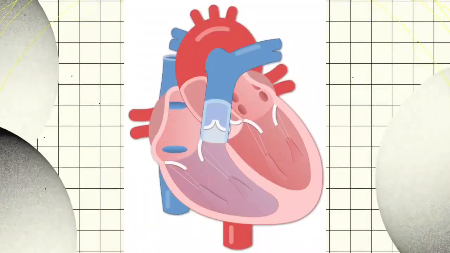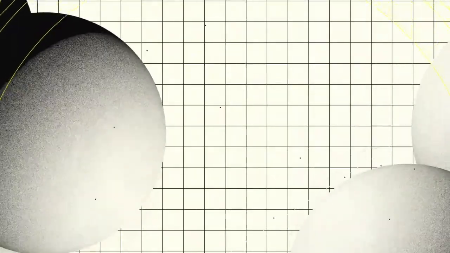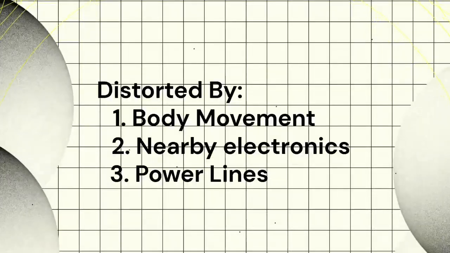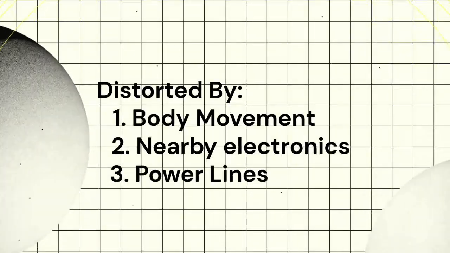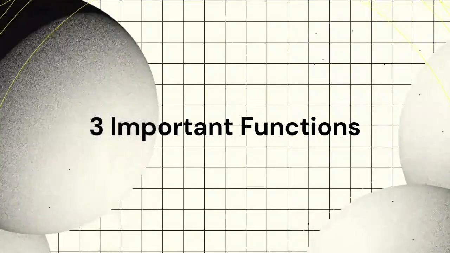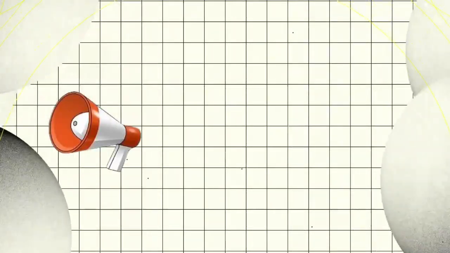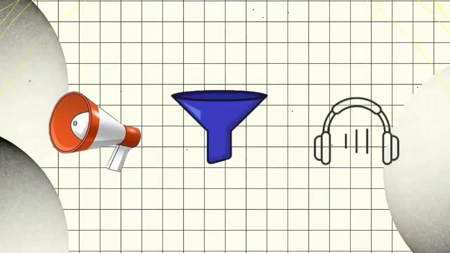Our project focuses on detecting and amplifying tiny electrical signals generated by the human heart. The only problem is that these ECG signals are extremely weak, usually in the millivolt range. That means the signal is so small that even minor noise from body movement, nearby electronics, or power lines can distort it. So, our circuit performs three important functions: amplification, filtering, and noise reduction.